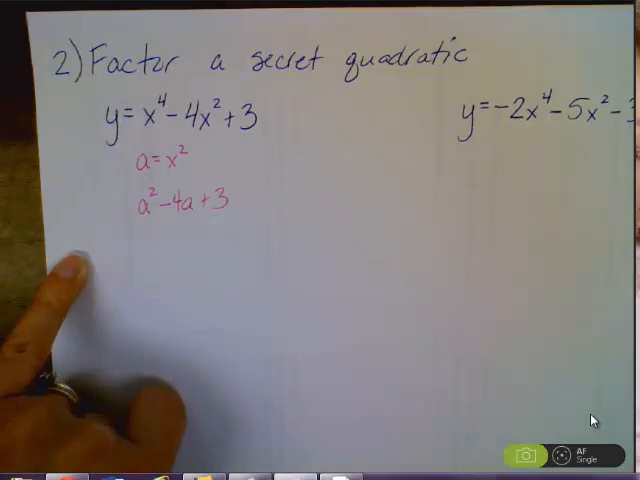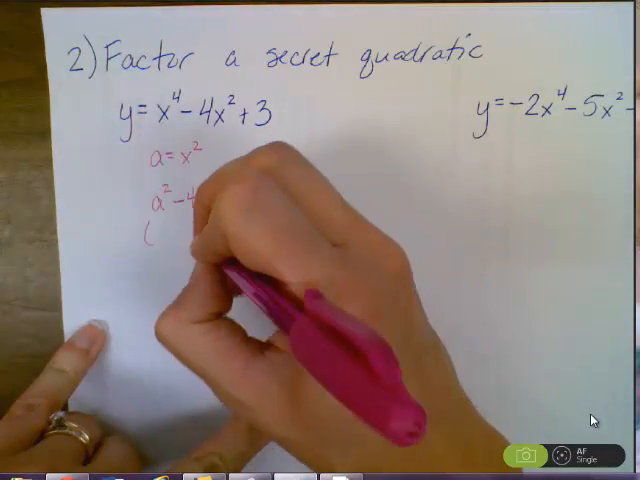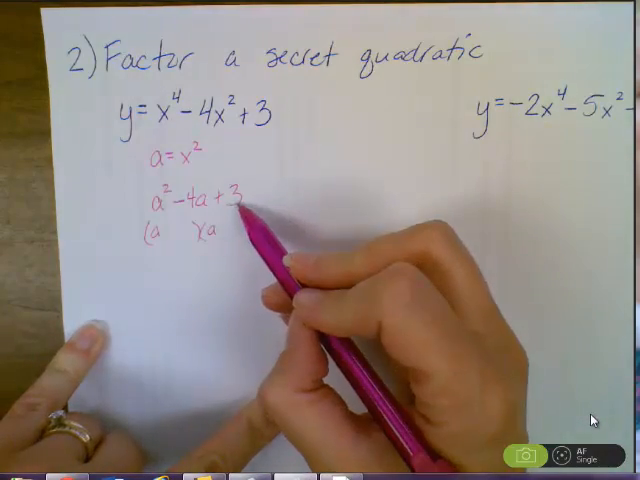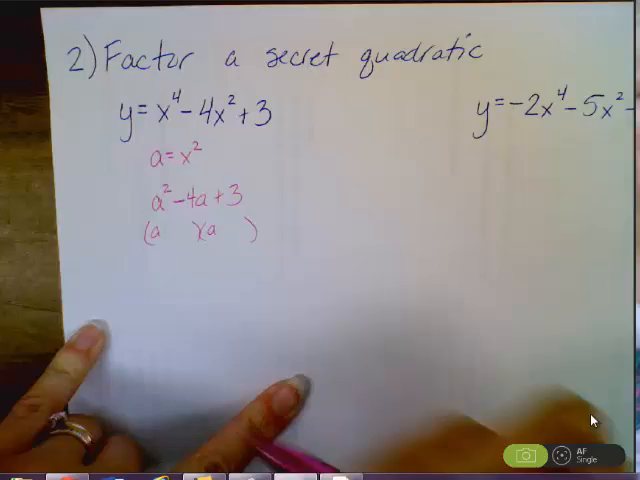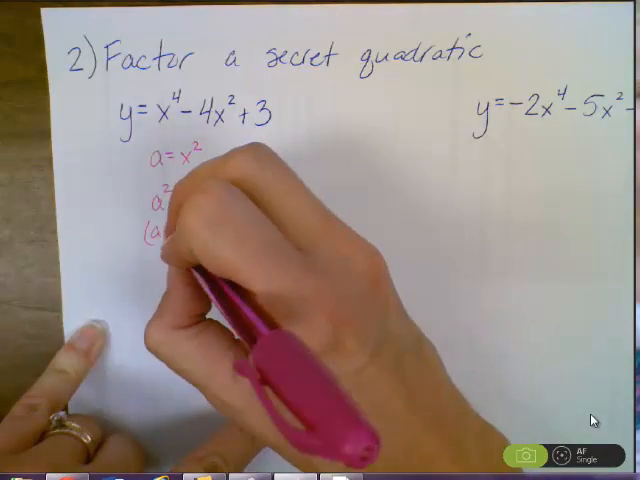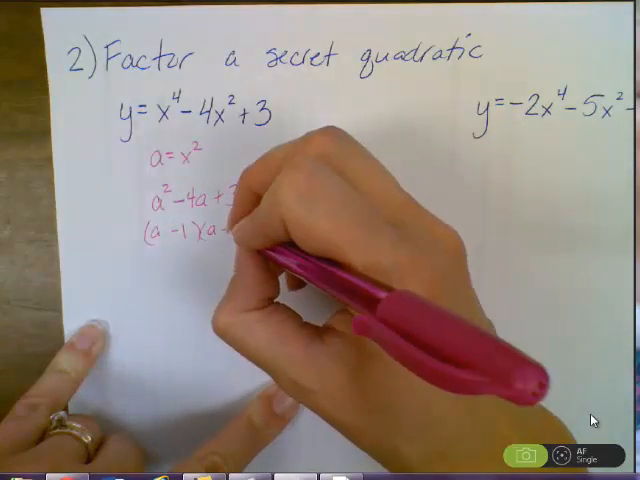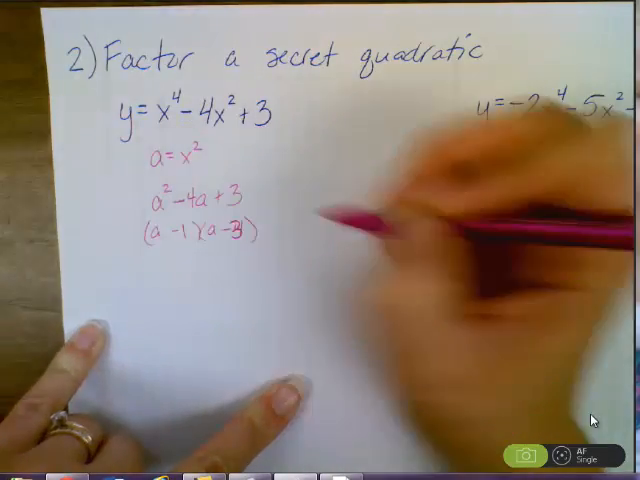Now I have something that's really a quadratic. I know how to factor quadratics. This is an a and this is an a, and I need factors of 3 so that I get a negative 4 in the middle. So I want a minus 1 and a minus 3 right here.